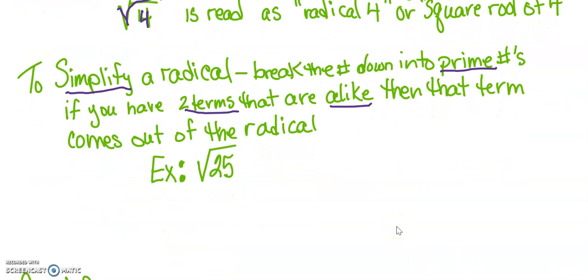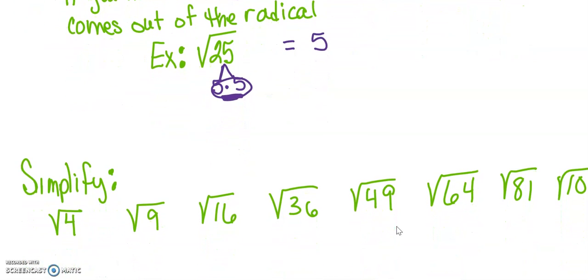We have the square root of 25. We can break 25 down into 5 times 5. So when I have two that are just alike, this term, 5, comes out of the radical. The square root of 25 is 5. I had no leftover terms. Everything comes out. Now, you should know your perfect squared numbers up to this point. If you know your times tables to 10, even to 12, you should know what those are. So I want to look at those for just a moment.